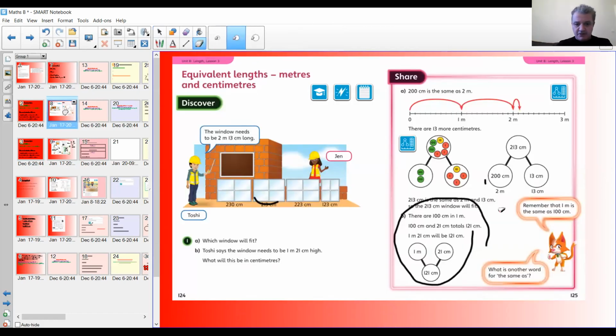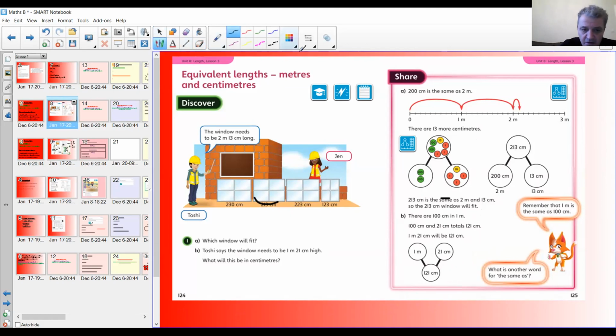Okay, so let's have a look at our discover question. Our first question is, we've got equivalent lengths in meters and centimeters. So we've got Toshi and Jen, the building. They've got a window, which is a rectangular shape. They've got a height and a width.